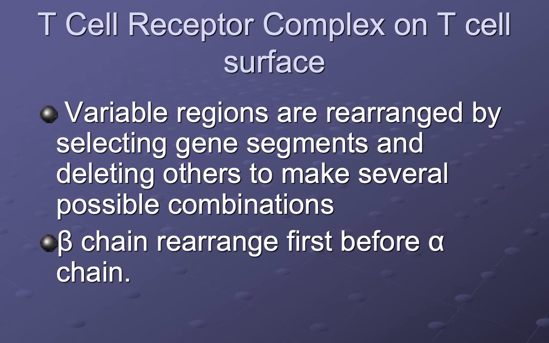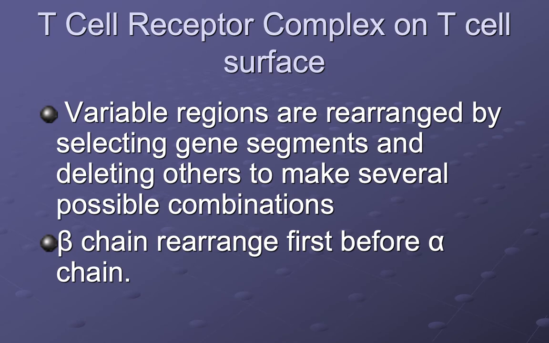Okay, so as already discussed in TCR production, we know that TCR production will require variable regions that are rearranged by selecting gene segments and deleting others to make different possible combinations. Just think, you have like 71, 80 variable gene segments for the alpha loci alone, and then we have 60 plus for the beta. So imagine the different permutations or combinations of those gene segments, with of course the other components, the diversity, joining, and the constant.